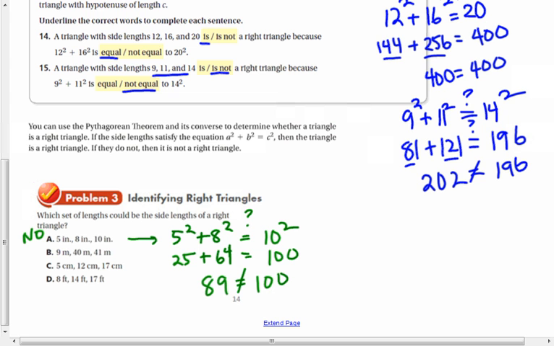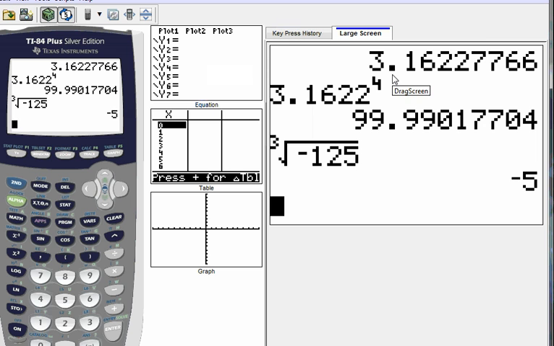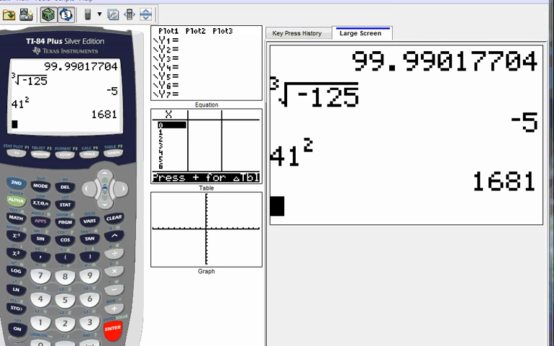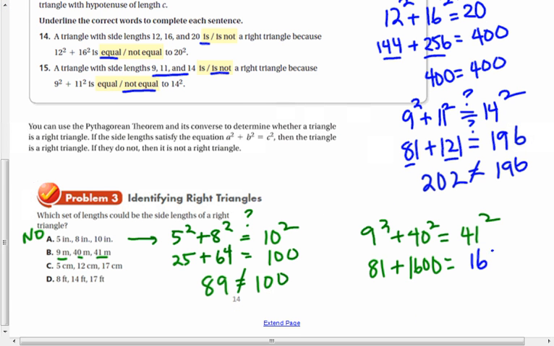And I'll do one more with you. Let's do this one here. We'll do 9 squared plus 40 squared and see if it's equal to 41 squared. That's 81 plus 1600. And is that, let's see, 41 squared. I'm needing a calculator for that one. So 41 squared is 1,681. And if I add these two together, I also get 1,681. And so those are equal. So we're going to say, yes, that's a right triangle. And here's my proof right here.